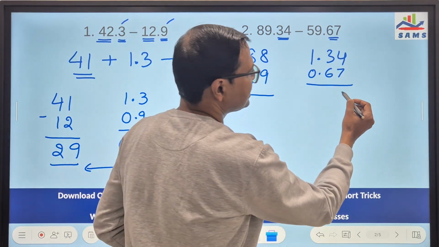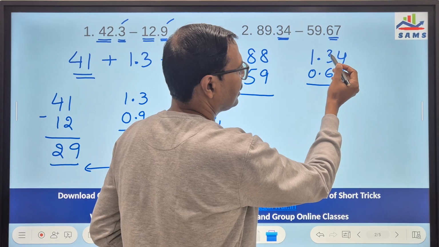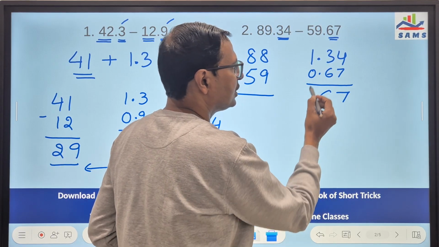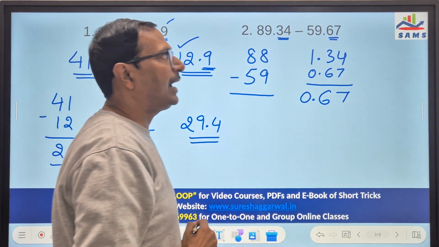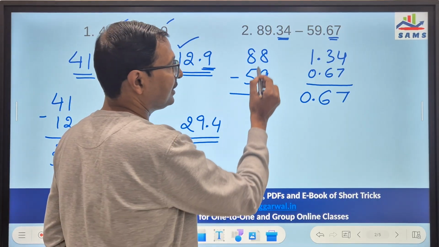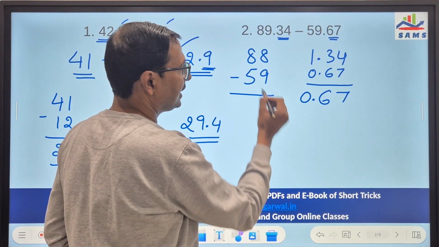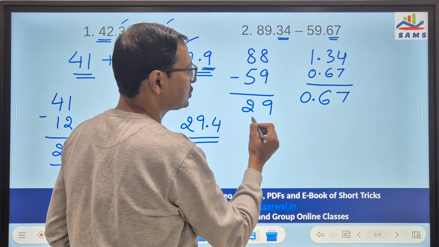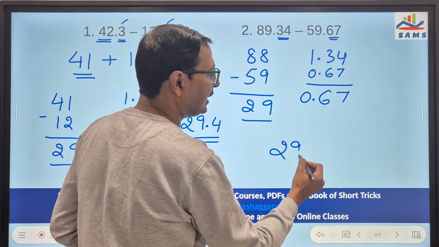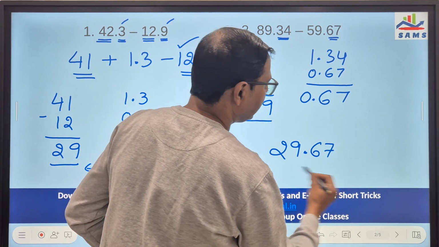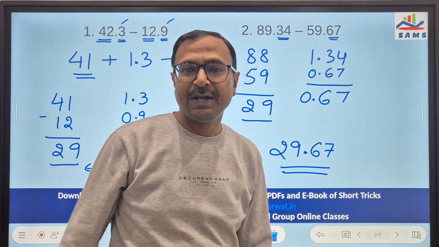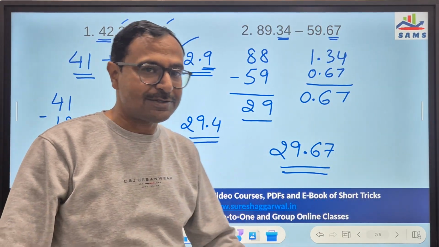So this is 7 and this is 12 minus 6, 6. So 0.67, and then if you subtract here, 18 minus 9 is 9 and 7 minus 5 is 2. So 29.67 will be the difference between these two numbers. Now you can pick up the calculators and check your answers.